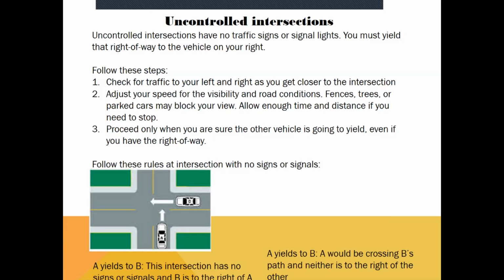Just like it says, uncontrolled intersections have no traffic lights or signs, and you must yield the right-of-way. Follow these steps. Check for traffic on the left or right side.